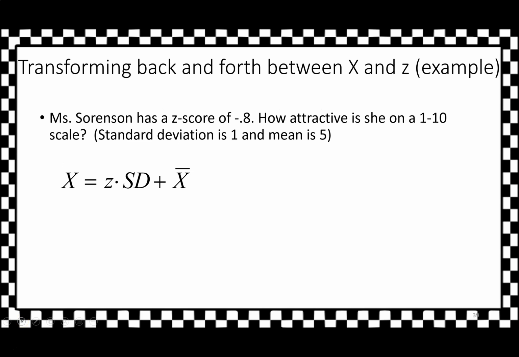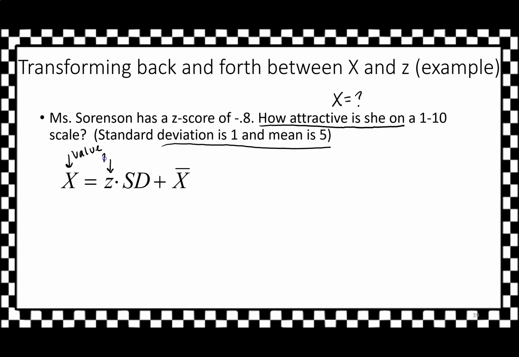All right, let's talk about transforming back and forth between X and Z. So let's say Miss Sorensen had a z-score of a negative 0.8. How attractive is she on a scale from 1 to 10? And let's also remember that standard deviation in this particular example was 1 and the mean is 5. So what am I solving for here? How attractive is she? That would actually be X that we're solving for. What's her value? What's her attractiveness value? So we're going to say that this is our value. That's going to be our question mark.